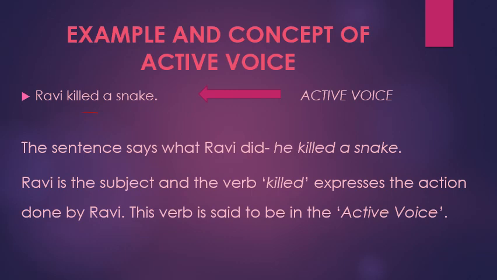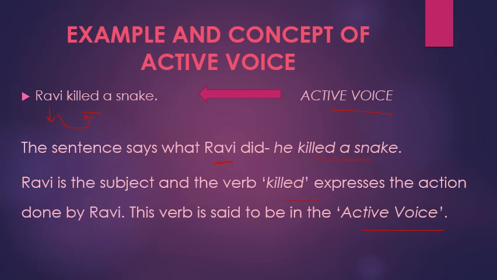Ravi killed a snake. Now Ravi, that is the subject, is doing the action. It is the doer. So this is an active voice. This sentence says Ravi, our subject, what he did? He killed a snake. Ravi is the subject and the verb kill expresses the action done by Ravi. So this verb is said to be in active voice.